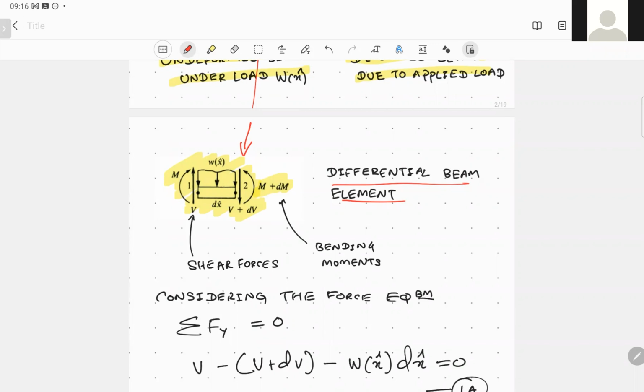Let's apply the forces and the moments acting on these elements. You can simply define the shear forces acting on node 1 and node 2. V defines the shear force. At node 1, let's assume a shear force V is acting, and at node 2, let's define it as V plus dV.